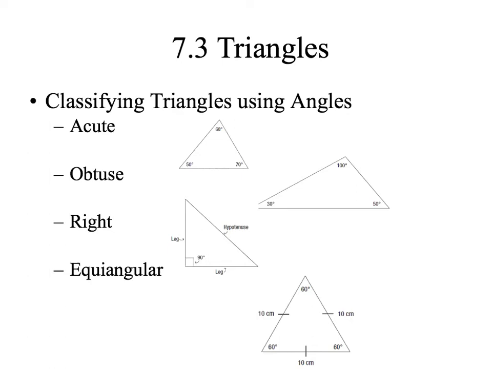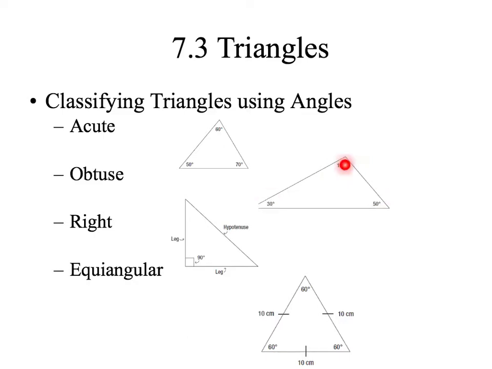7.3 Triangles. We're going to talk about how you classify triangles, first by using angles. The first one is acute, and please write down each one of these so you remember them. Any triangle that has every angle less than 90 degrees is an acute triangle. Obviously, every one of those numbers is less than 90, so anything less than 90 degrees for the angles makes an acute triangle. An obtuse triangle, you have to have one of the angle measures be greater than 90 degrees.